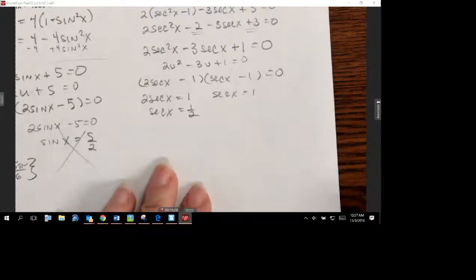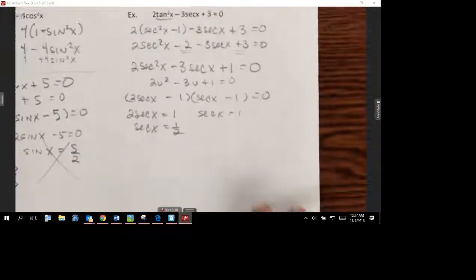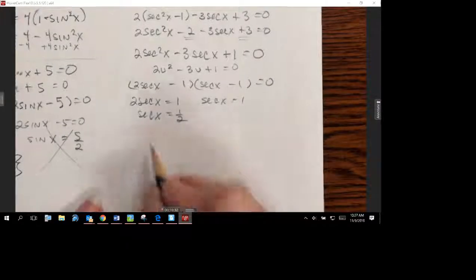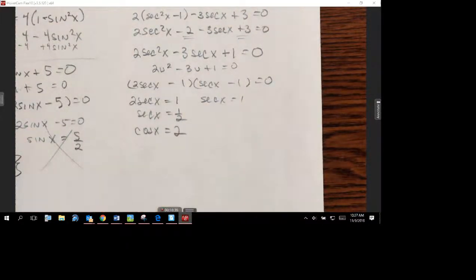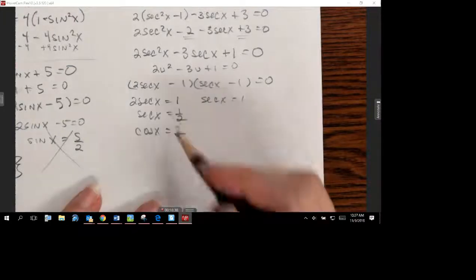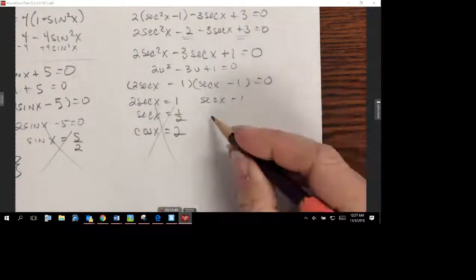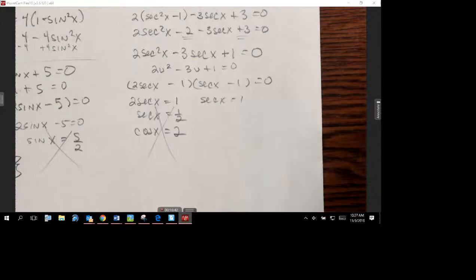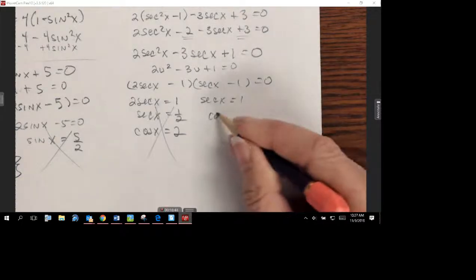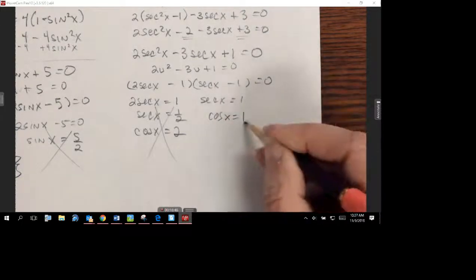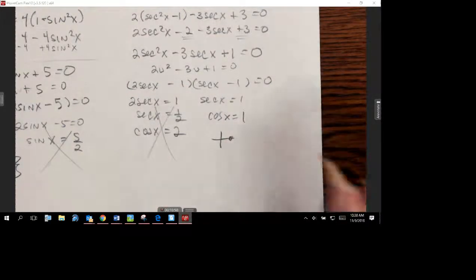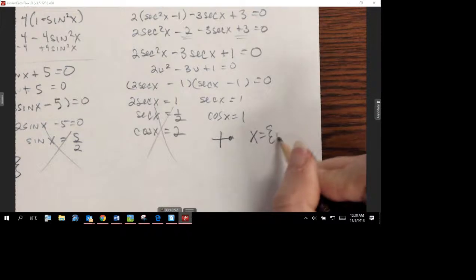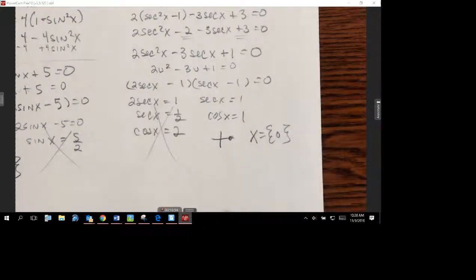So secant x equals a half. Change it into cosine. So where does cosine equal 2? It never does. That's undefined. You can't use that piece of information. Secant x equals 1. You can change it into cosine. Where would cosine be equal to 1? So this says there's only one answer.